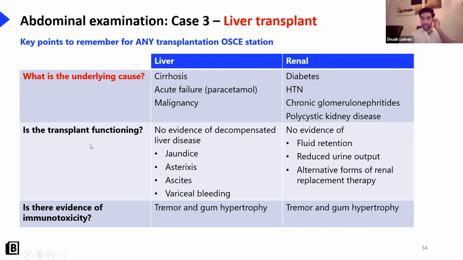And is the transplant functioning? That can often be hard to tell, but the easy way to do it is for the liver, as I said, look for features of decompensated liver disease. If none of these are present, your transplant is doing pretty well.